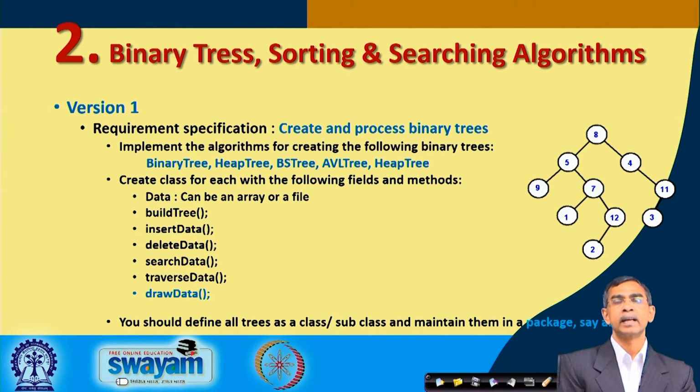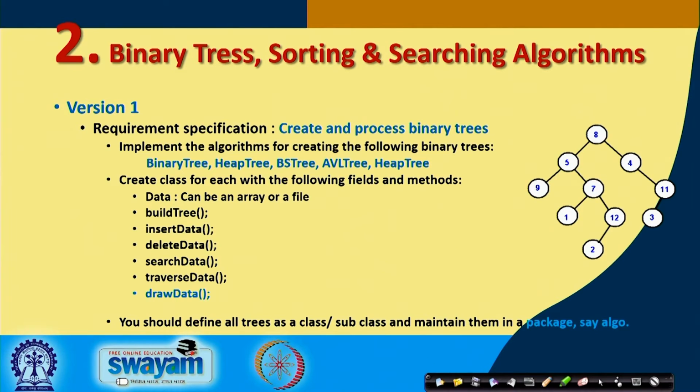As I have mentioned here, one field may be data, and data can be stored in the form of an array of integers if you want to build the tree for integer data, or an array of strings if you want to build the tree for strings. And then the methods that you have to implement are: build tree, insert data, delete data, search data, traverse data, draw data. Draw data means basically for the visualization and others.